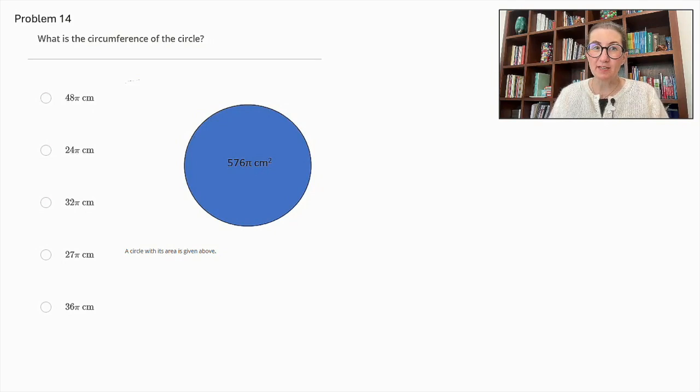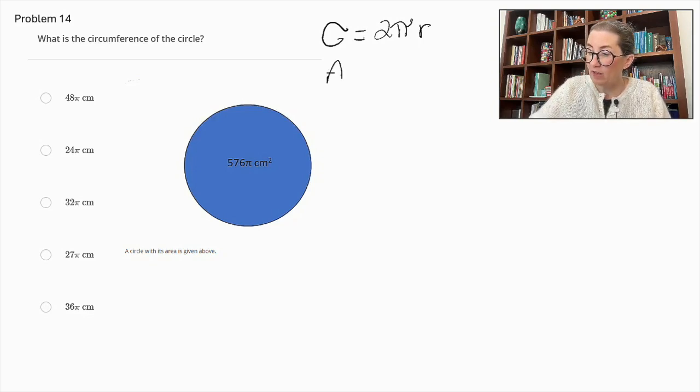Problem number 14. What is the circumference of the circle? So what is the formula for the circumference? Let's begin there. Circumference equals 2 pi r. What is the formula for the area? Area equals pi r squared. So we know the area.